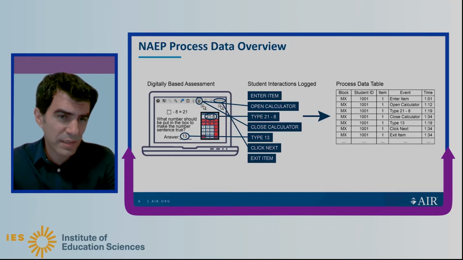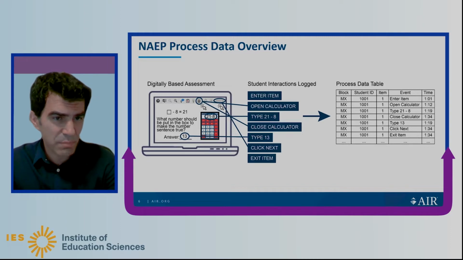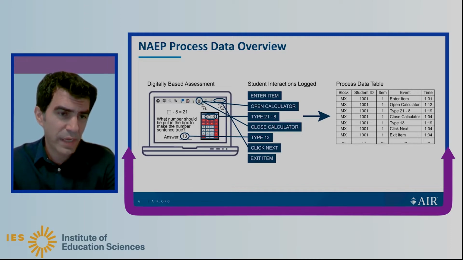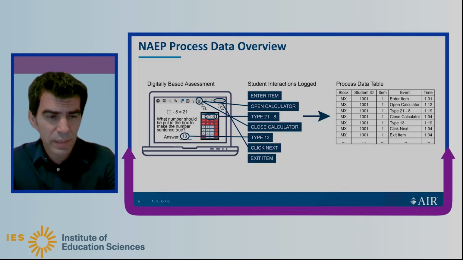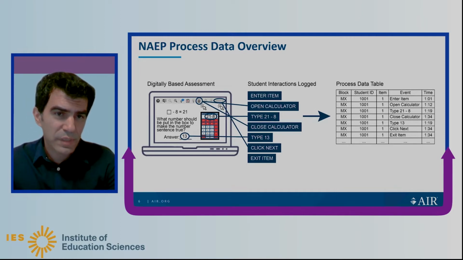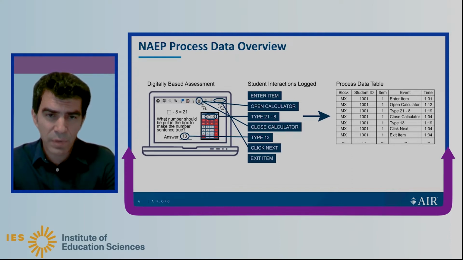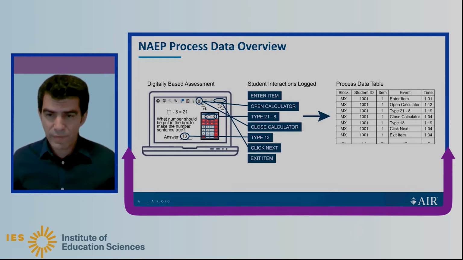So the interactions that are logged in the background include entering this item, the student opening the calculator, punching in some numbers in the calculator, closing the calculator, getting the correct answer, and clicking next. This data is logged, and we use this log data to create this process data table, which includes information on student ID, where the items come from, item ID, and the events that the student completed while interacting with this item. And we use this process data table to do our analyses.